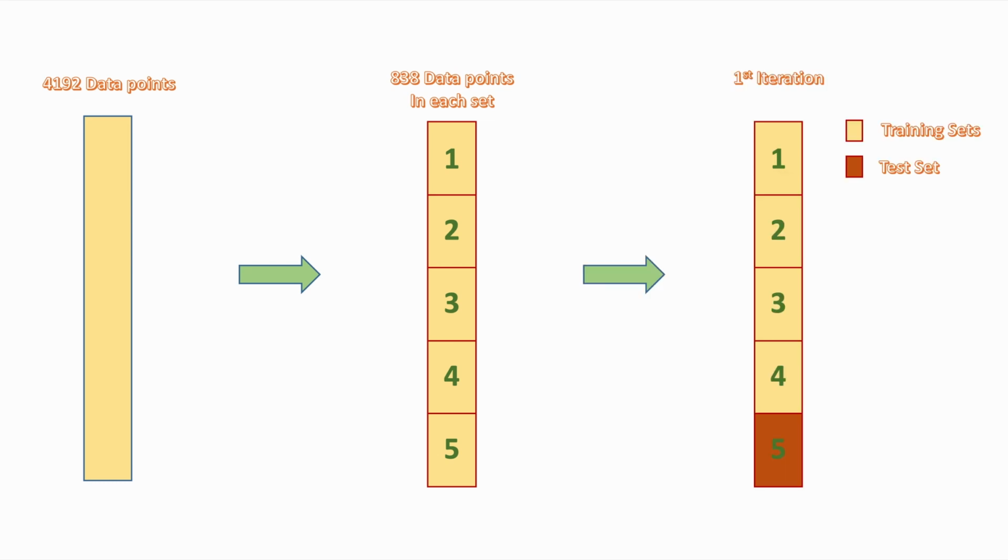And in the first iteration, we are going to be using the first 4 subsets for training and the last one, the 5th one, for testing. And in the second iteration, we are going to be using first, second, third and fifth as our training set and fourth as our test set. And similarly, in the third iteration, first, second, fourth and fifth as our training and third as test, and so on. So we will have 5 iterations, and at the end we will have 5 scores.